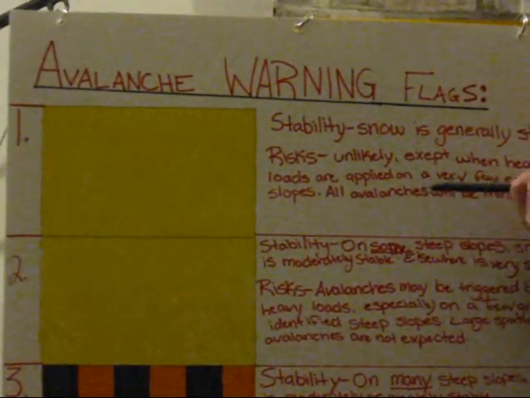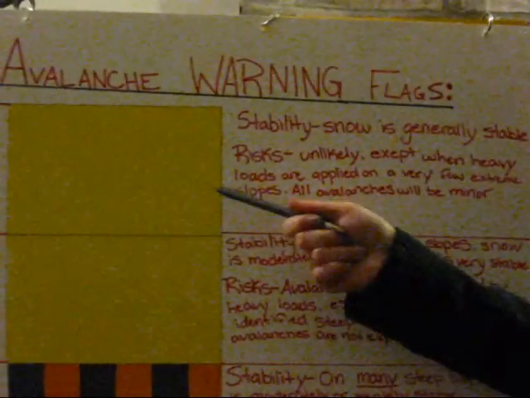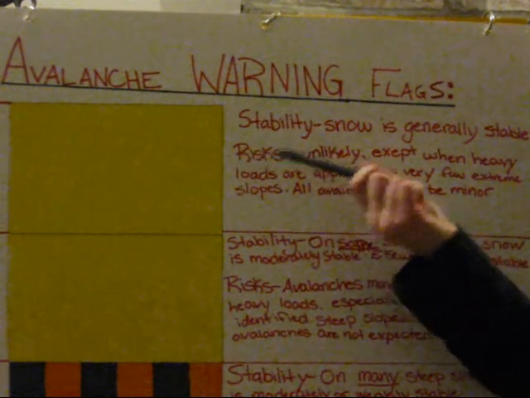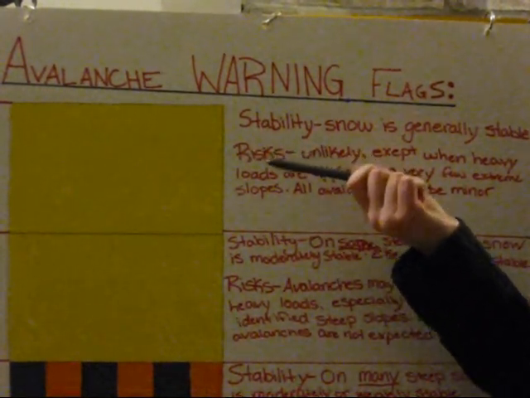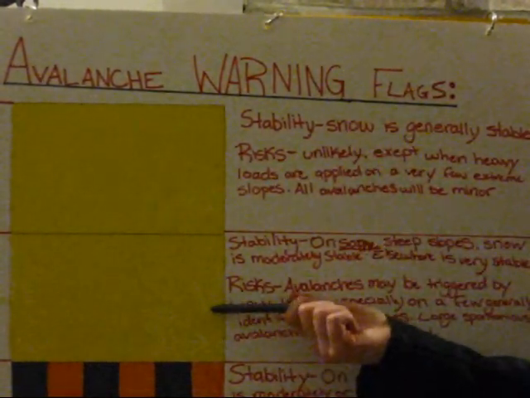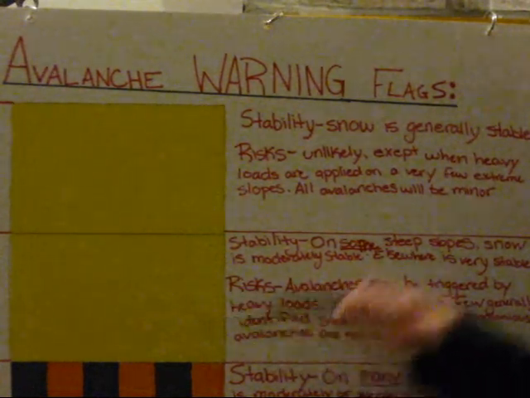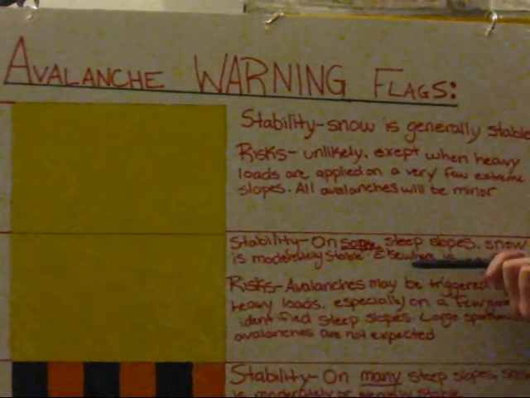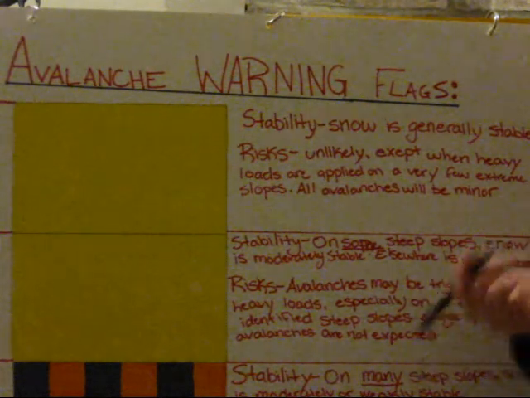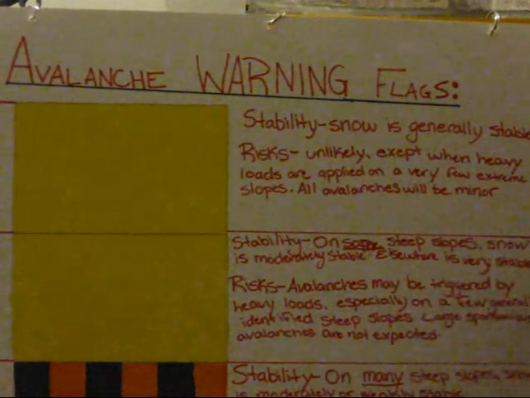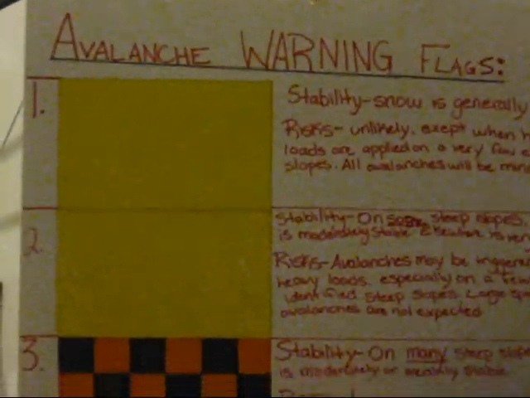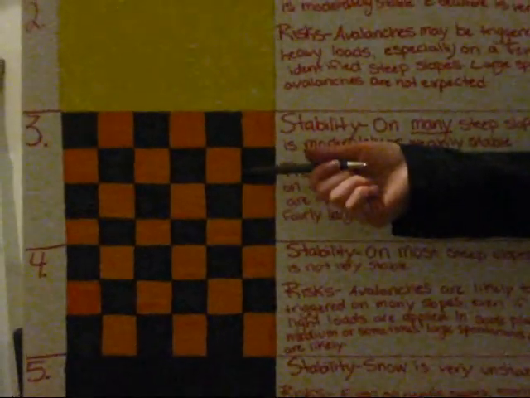This diagram shows the directions of snowfall down the mountain as this avalanche occurred. Here we have the avalanche warning flags. The first one being yellow, meaning the snow is generally stable and safe. The second one is also a go-ahead, as most steep slopes are moderately stable, but elsewhere are very stable. The checkered flags, both, should mean a good warning.